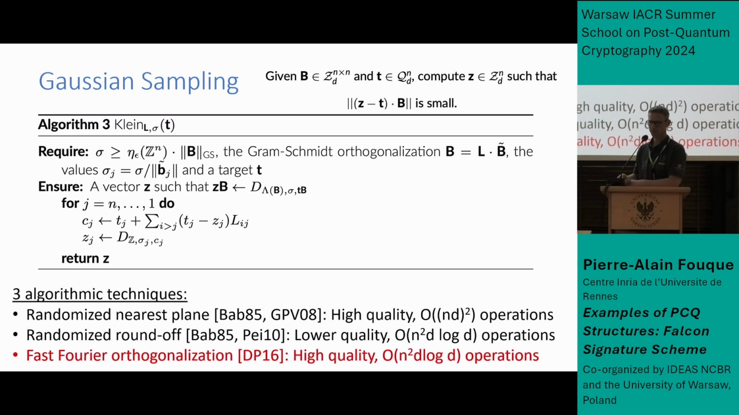Okay, and at IACR 2016, Léo Ducas and Thomas Prest proposed a new method that takes into account the tower of subrings that you use. And now the quality is quite good, and the complexity also. You can see that it basically has the same complexity as Peikert sampling. However, the quality is better. Okay?